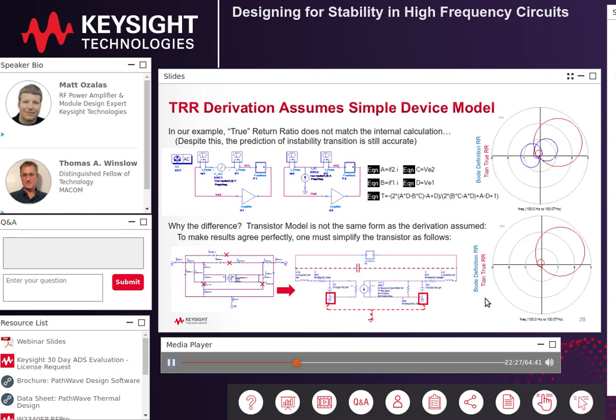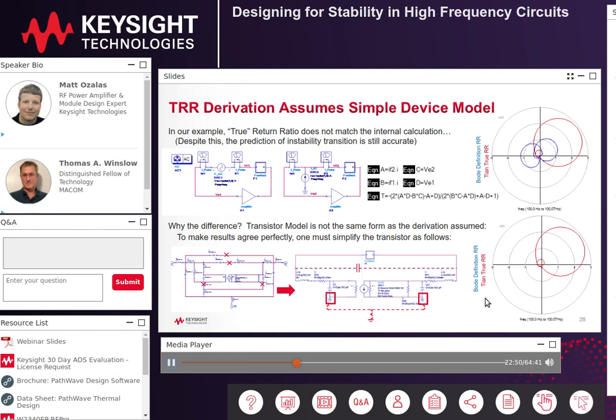So let's apply this true return ratio to the working example. To do that, we use a double injection technique, kind of similar to Middlebrook's, to derive the Y parameters. So here I put the injection point outside of the feedback. It's just a short between the input and output. But when I compare the true return ratio with Bode's return ratio for this example, I found out the two are different. So what's going on?